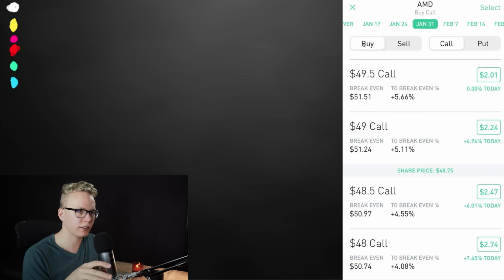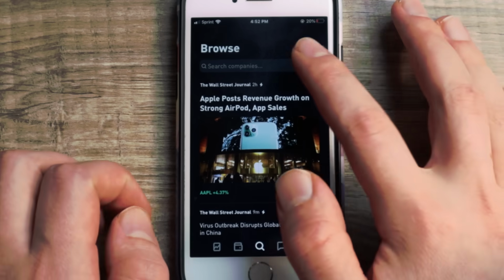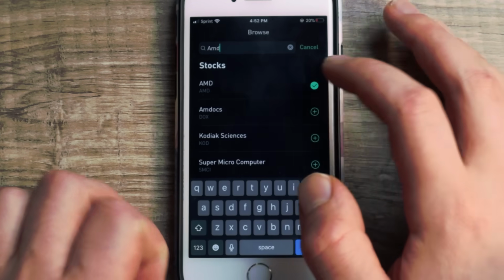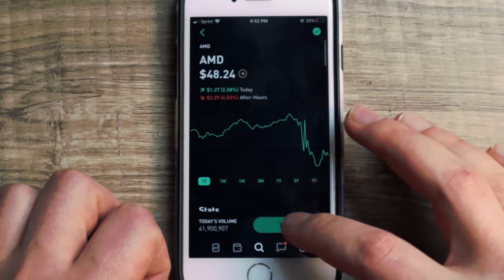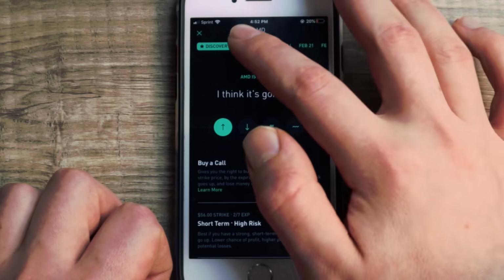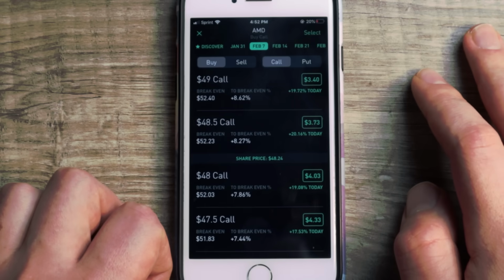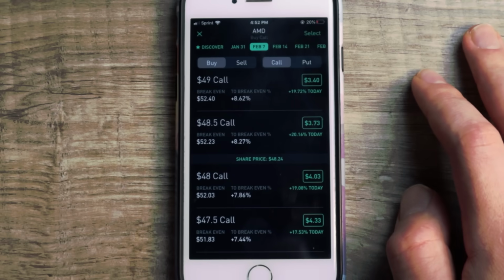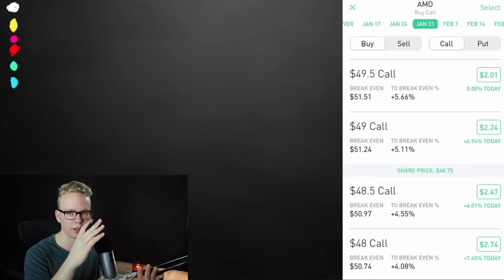So to get to a page like this, you're going to want to search up a stock. You can do AMD if you want to follow along. So search up AMD in Robinhood and tap on trade, then trade options. It'll pull you up to, I think it says discover. Go up to the top and tap on any of the dates up there. And it'll take you to a page that looks very, very similar to this one. The numbers are going to be different, but the layout itself is going to look very similar.